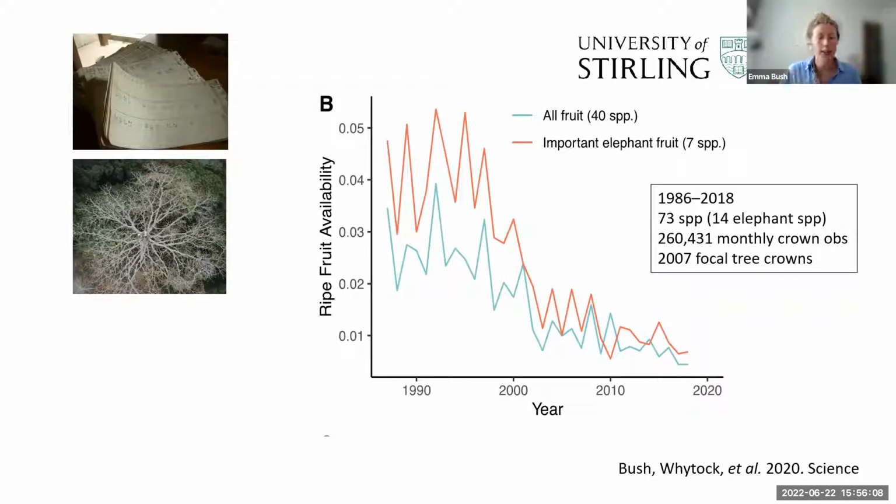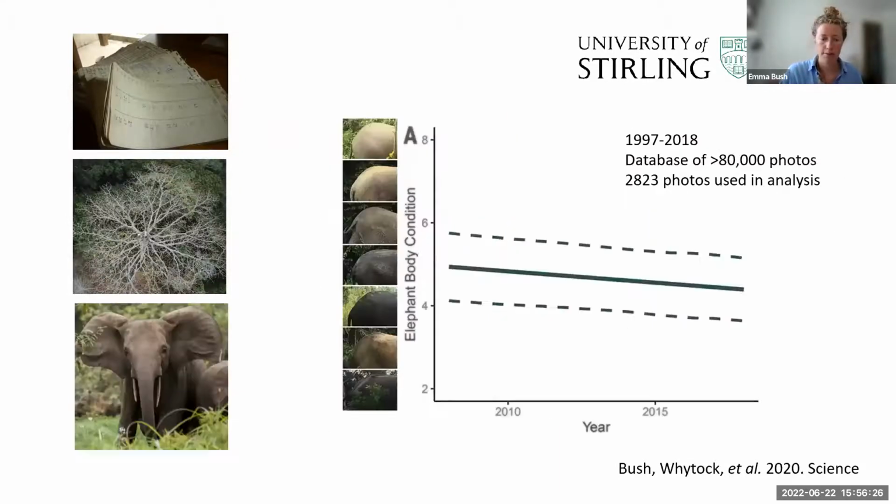This is another way of looking at the same data. We call this ripe fruit availability. And this is just to show across the whole community that there are interannual differences. There are good fruiting years and poor fruiting years. But since 2000, the good years are much worse than the poor years prior to 2000. And this really helps to see what change there has been in this ecosystem.